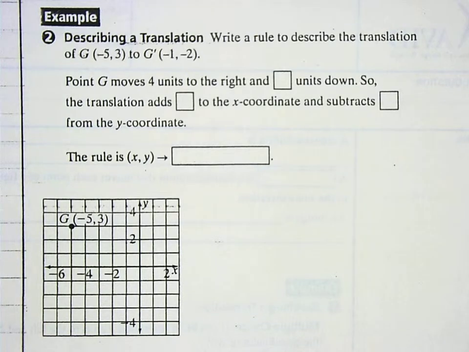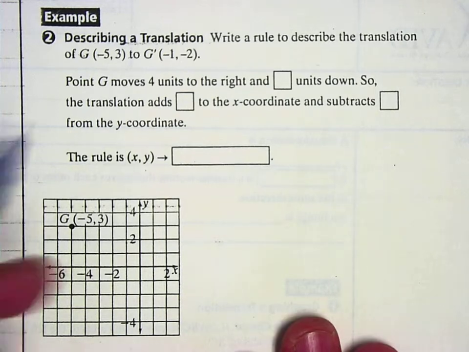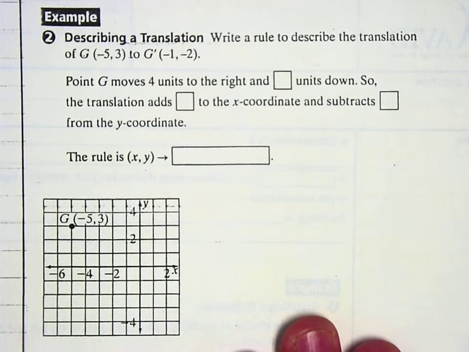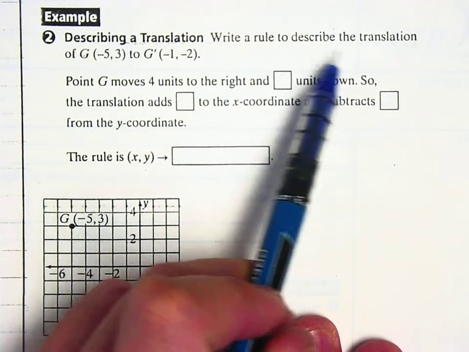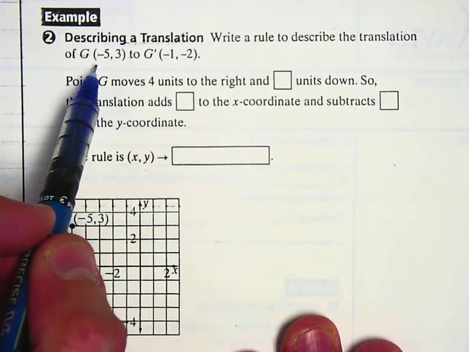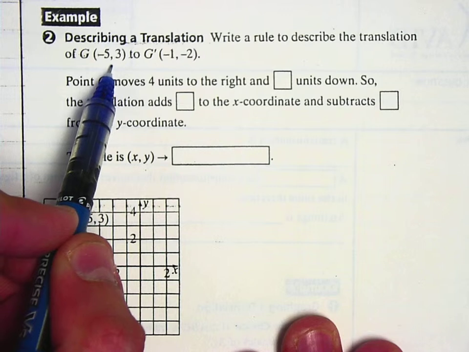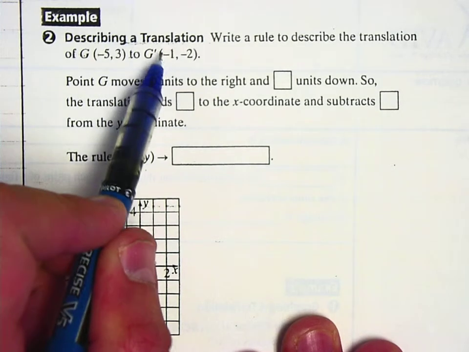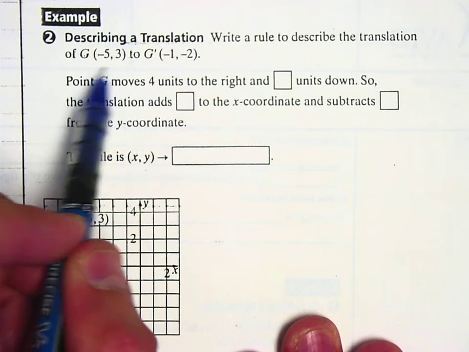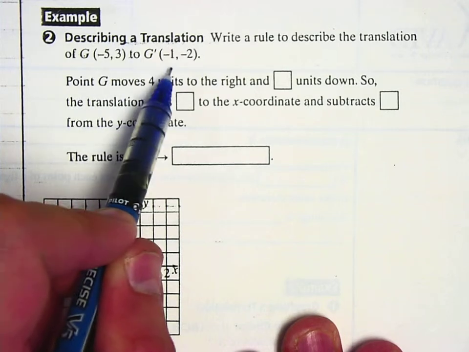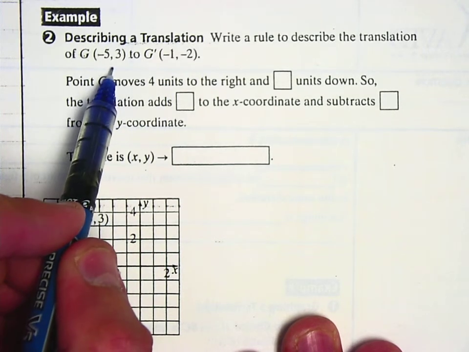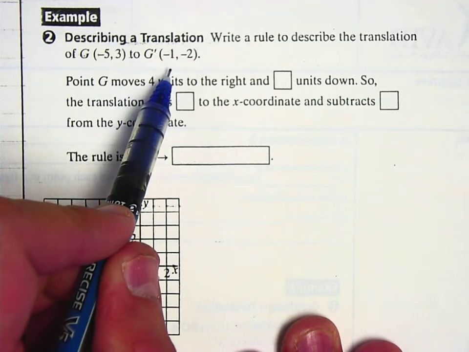Okay, our final example, example 2 on our notes on translations, has to do with what we call describing a translation. Now we're going to talk about how one thing moves to another place. And we're asked to write a rule to describe the translation of point G, which is at negative 5, 3 originally, to G prime, which will move to negative 1, negative 2. So this is the original, this is the copy. This is the pre-image, that's the image.